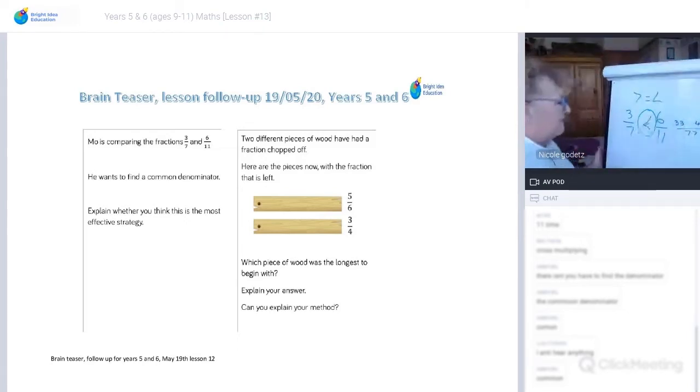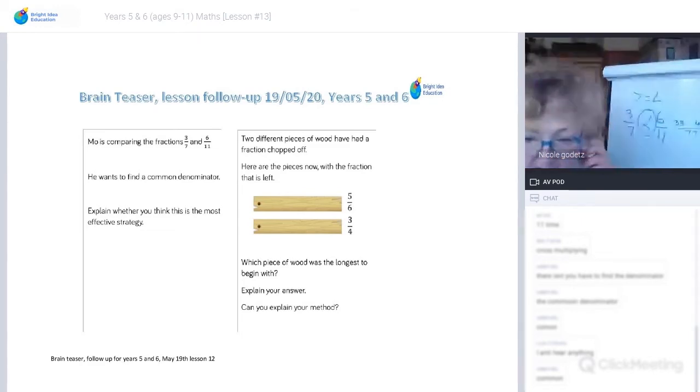So this one is bigger. I could say that one is bigger because it's got more 77ths. I can do that, but that's quite complicated though. I could look at the numerators. Anybody got an idea what you could do with the numerators?